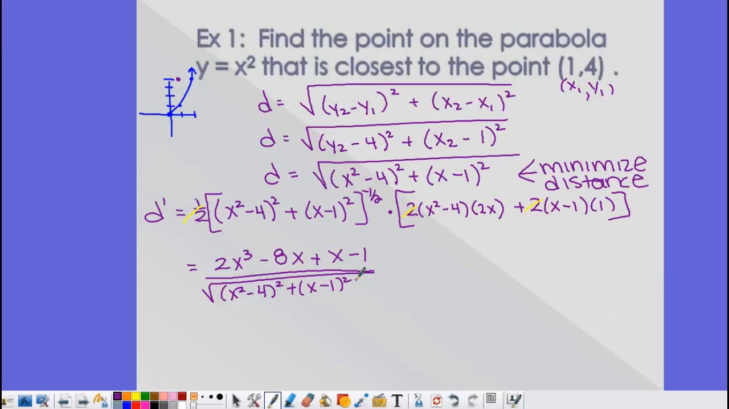Okay? So, do I really care about the derivative's denominator being a 0? No, because that's when the derivative does not exist. And that's not really going to give me a max or a min. That's going to give me an asymptote. So what I do care about is when the numerator is equal to 0. So my numerator is 2x cubed minus 7x minus 1. So I need to find the zeros of that numerator.